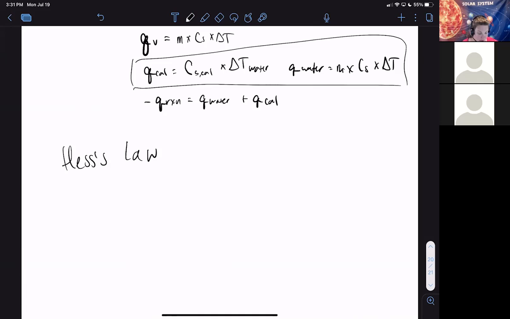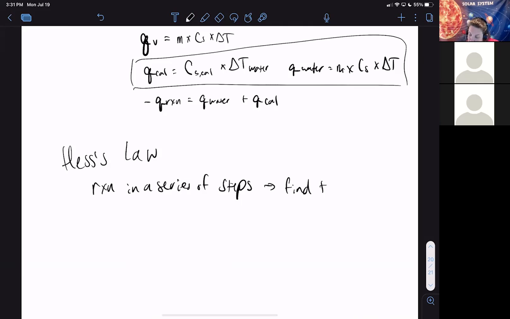So with Hess's law, we do a reaction in a series of steps. And that is how we find the delta H of the reaction. So we kind of sum the steps up and sum our enthalpies up. With Hess's law, you're going to be manipulating equations, and you should know how manipulations of equations within Hess's law are going to affect those enthalpies. So you should know how to explain Hess's law.